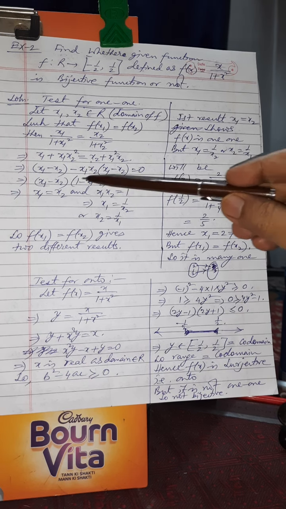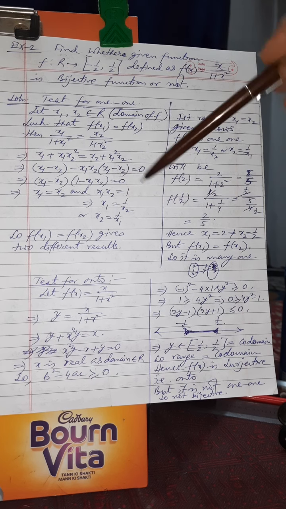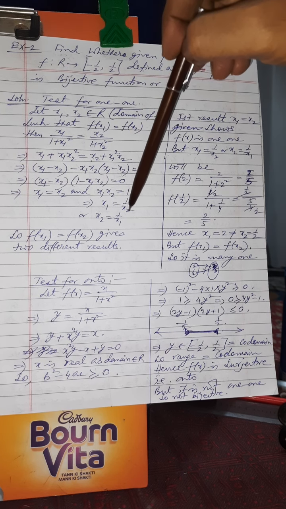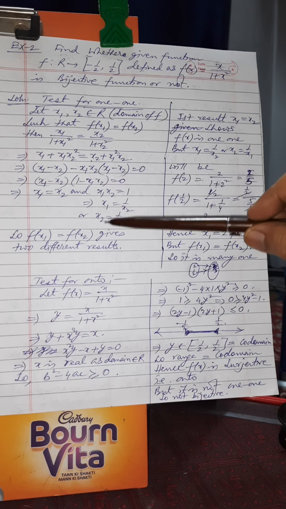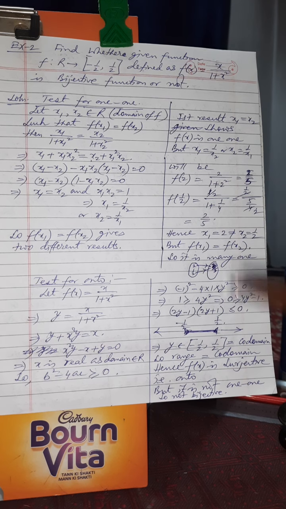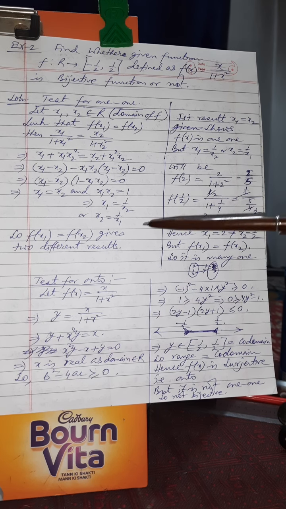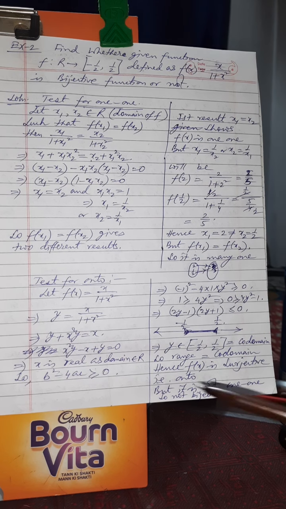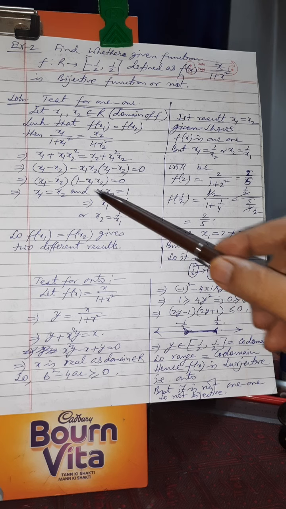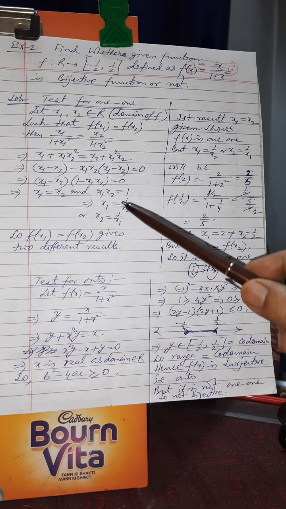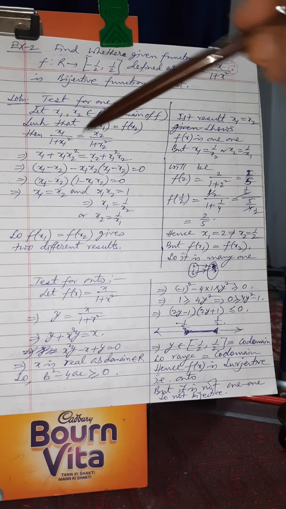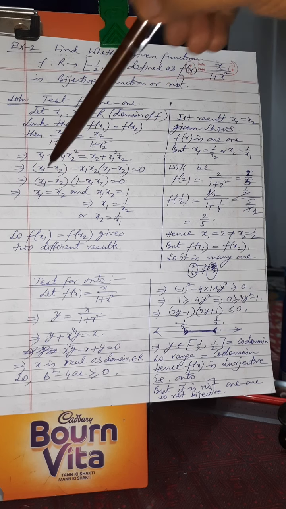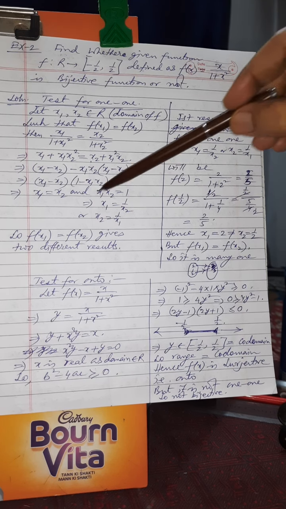But when this is equal to 0, then we are getting two results, meaning x1 is equal to 1 by x2 and the other one is x2 is equal to 1 by x1. If it had been a one-one function, then this kind of result should not have been obtained. But let us see what is happening over here. There is no problem in x1 is equal to x2, but there is a problem over here.